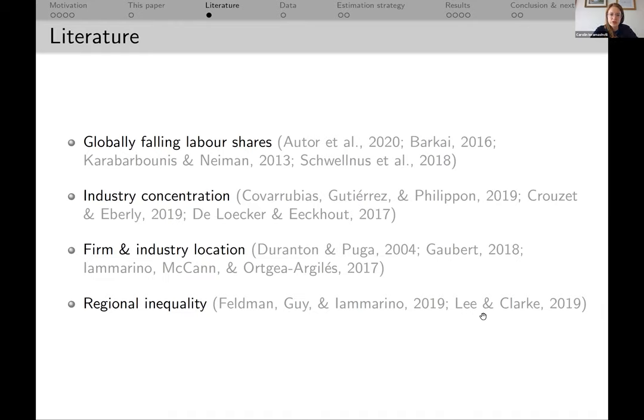So for the literature that I'm contributing to, as I said, there's this global literature into falling labor shares with various explanations for why that might be the case. And data issues in that space are also really interesting, actually. Then the literature into industry concentration, and there's really interesting stuff, especially by Thomas Philippon, mostly for the US actually, but also for Europe, how certain industries have become more dominant and what's the role of regulation in that space and antitrust enforcement.